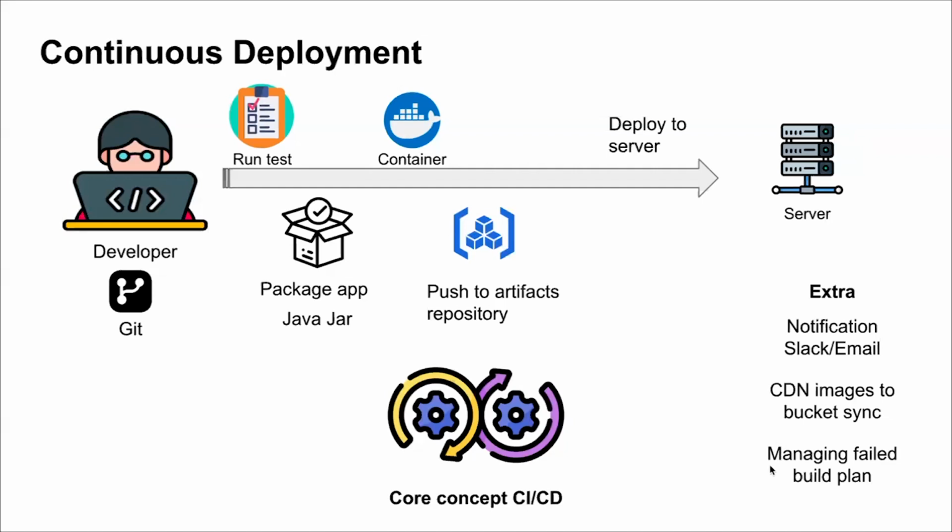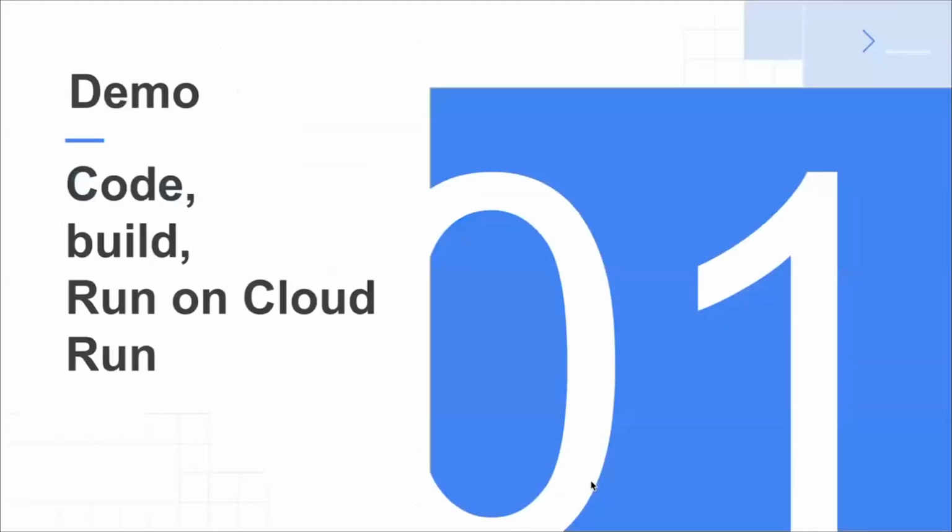If any build is failing, then what does the CI server have to do? It has to mark it as failed, or it has to retry one, two, three times to build the image. That is also something you can configure in the tools. So that is the core concept of CI/CD, how the CI and CD work. We talked about the CI part and the CD part.